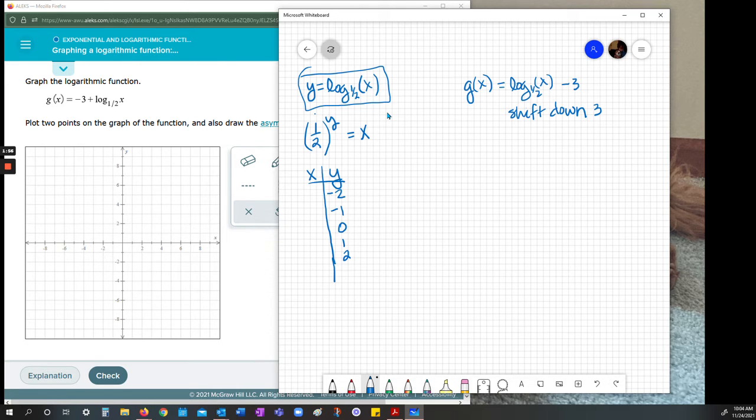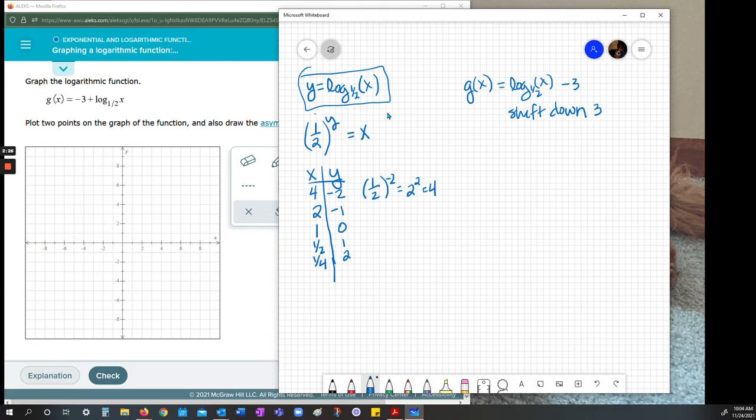If I pick -2, 1/2 to the -2. Remember, a negative exponent means take the reciprocal, so this is actually just 2 to the 2, or 4. And then 1/2 to the -1 is just the reciprocal, so that's 2. 1/2 to the 0 is 1. 1/2 to the first power is 1/2, and 1/2 to the second power is 1/4.